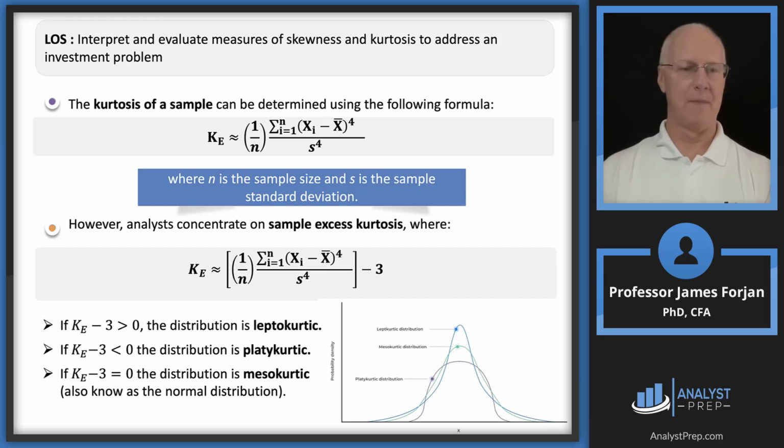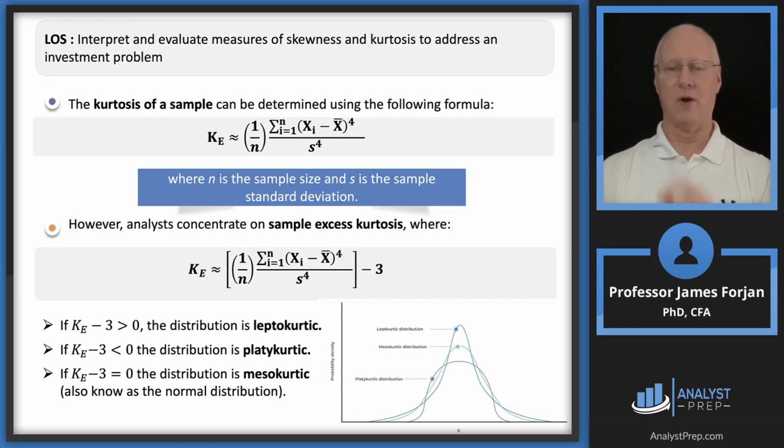So once again, look down at the bottom. We're worried about these 3 types of kurtosis. So look at that first arrow point. If kurtosis, if you take out 3, is greater than 0, it's leptokurtic. If it's less than 0, it's platykurtic. And if it equals 0, it's mesokurtic, also known as the normal distribution.